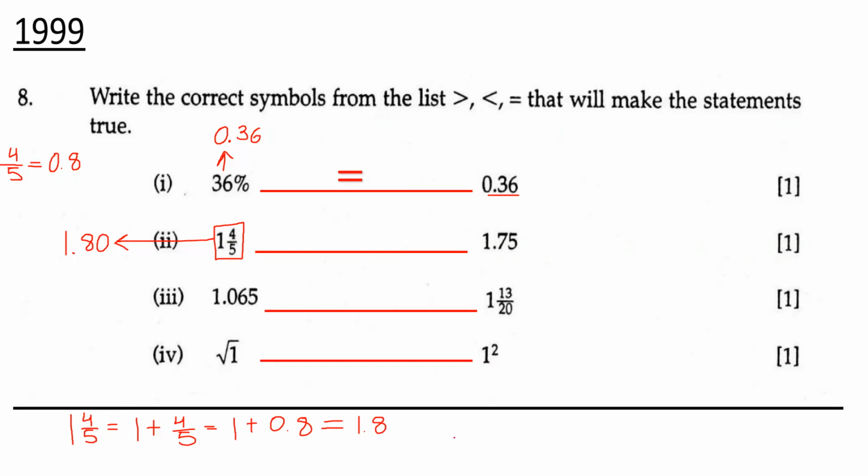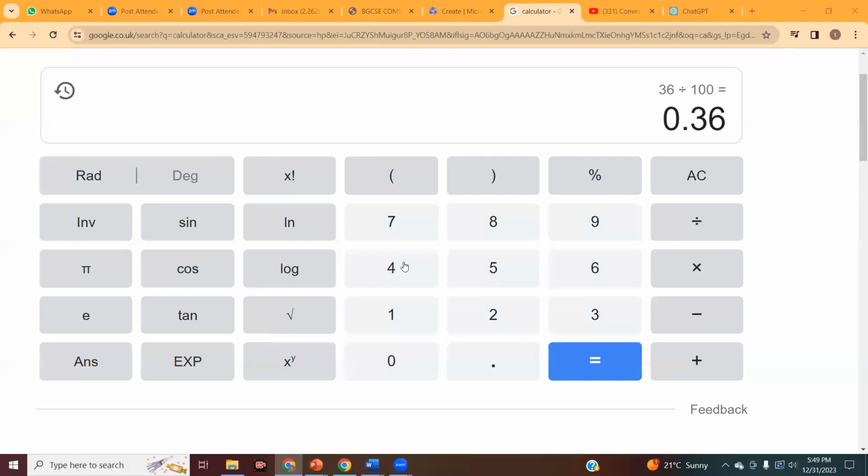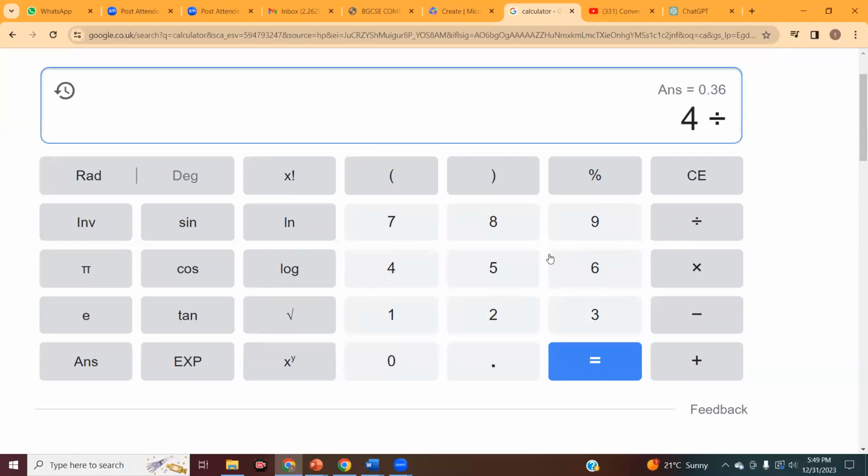Now, we can go on the calculator and figure out what is 4 divided by 5. We didn't do that, so let's look at that. 4 divided by 5, using the calculator, is definitely 0.8. So we are correct. And so let's go back to the question.